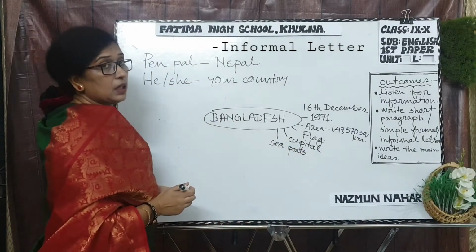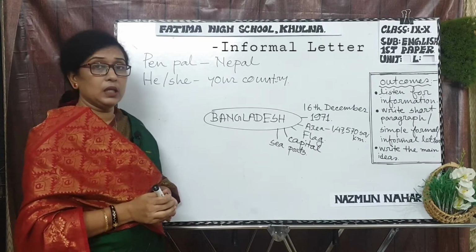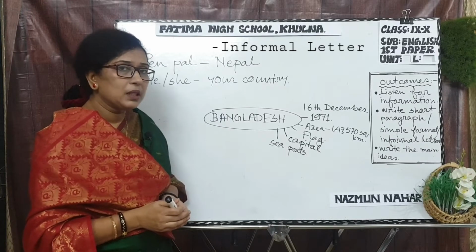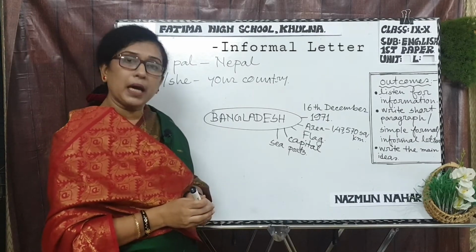And you know that there are seaports. The first is Chittagong, second Mongla, third Paira, and the fourth, the new one, Cox's Bazar. Good. So there are 4 seaports in Bangladesh.